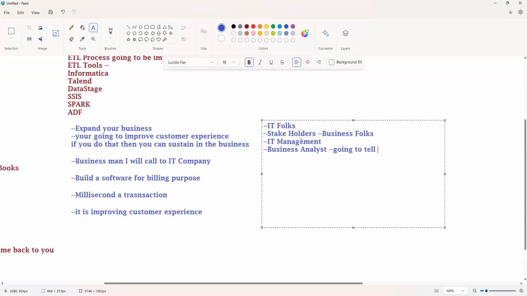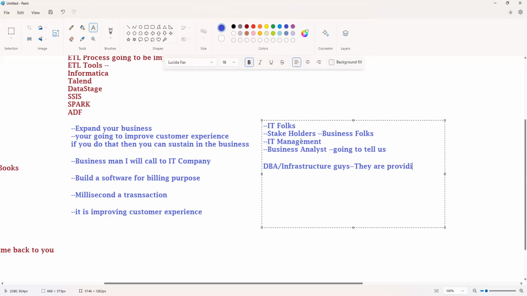Now, what other roles are associated in the IT industry? At a high level, not the entire thing, just a high level. There are DBAs or infrastructure guys. These guys are going to provide the environment.